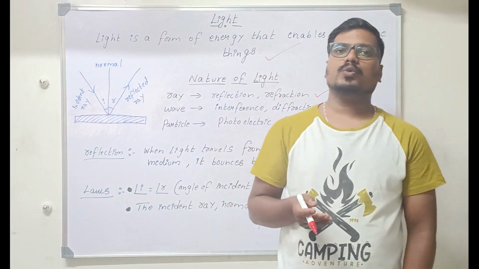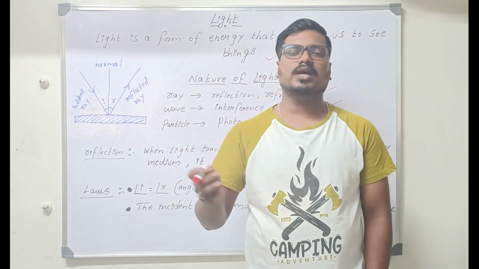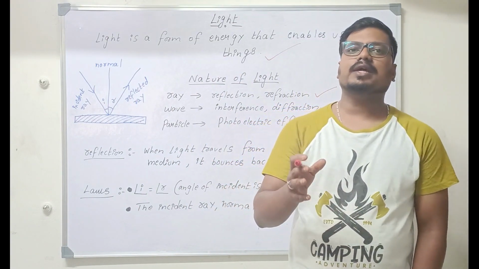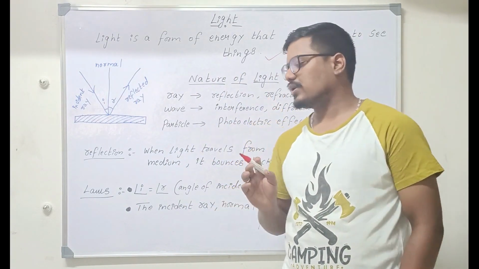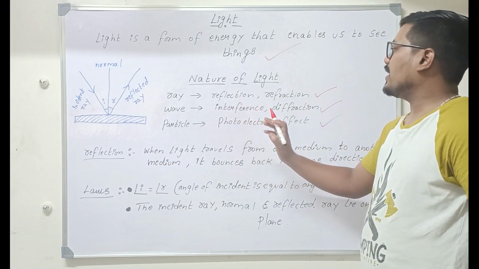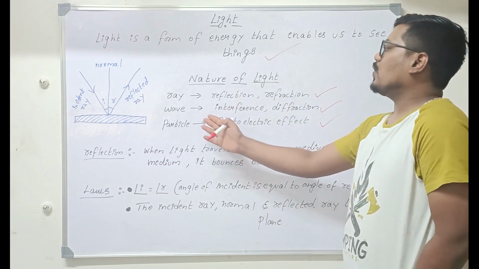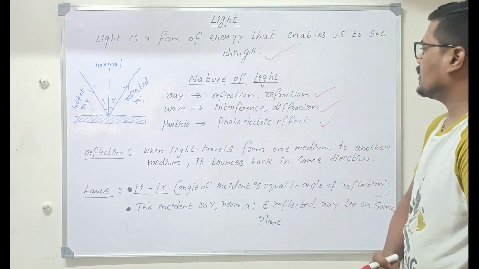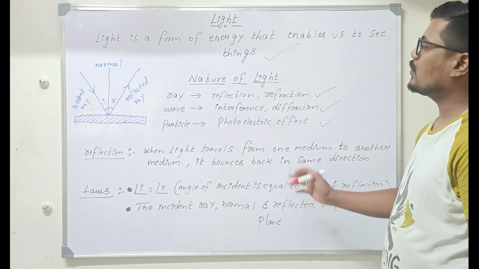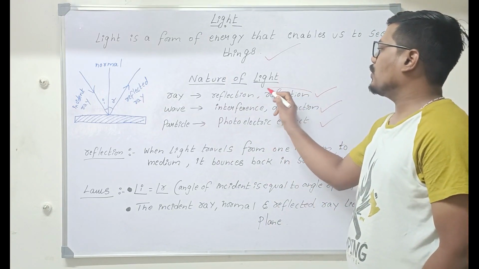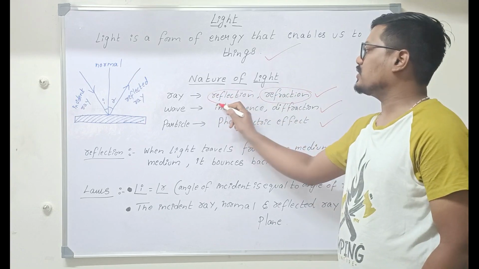In your higher grade, 12th standard, you have 3 chapters related to optics. In 10th standard, you are going to learn only the first concept, that is the ray: reflection and refraction. The wave concept is interference and diffraction, and the particle concept is the photoelectric effect. But in your 10th standard, you are going to learn only the refraction and reflection concepts.